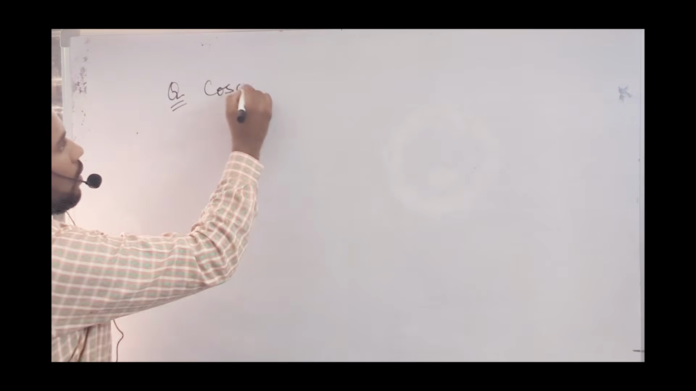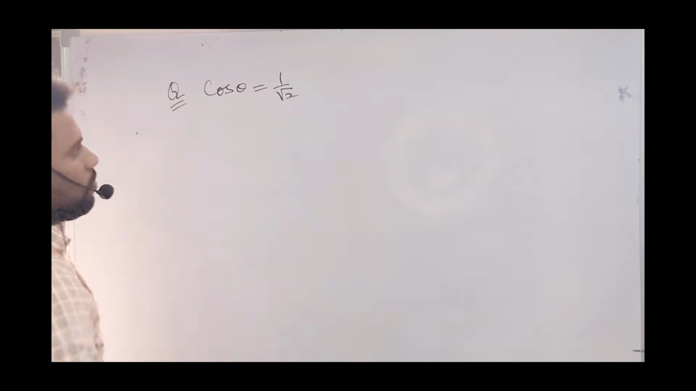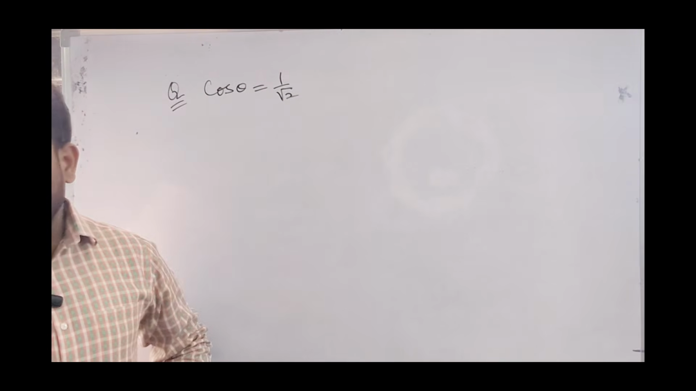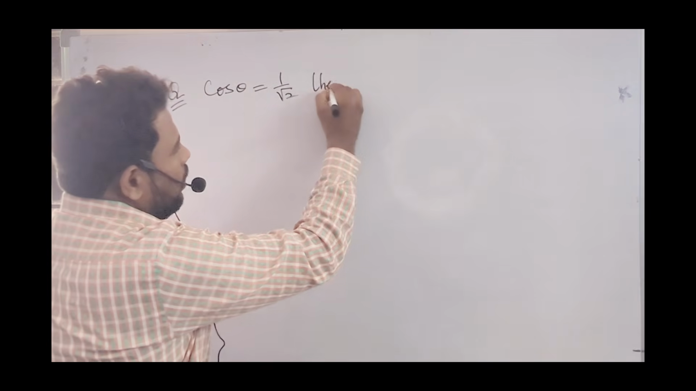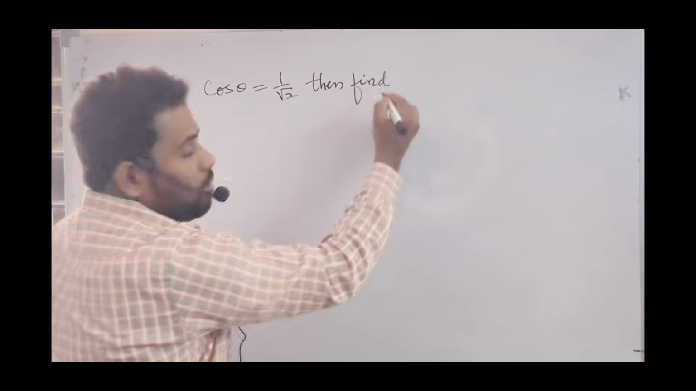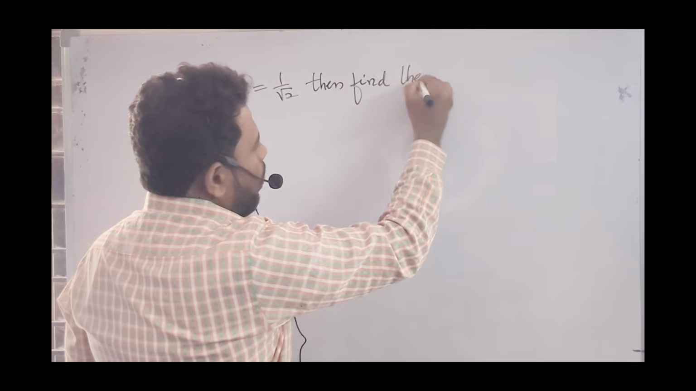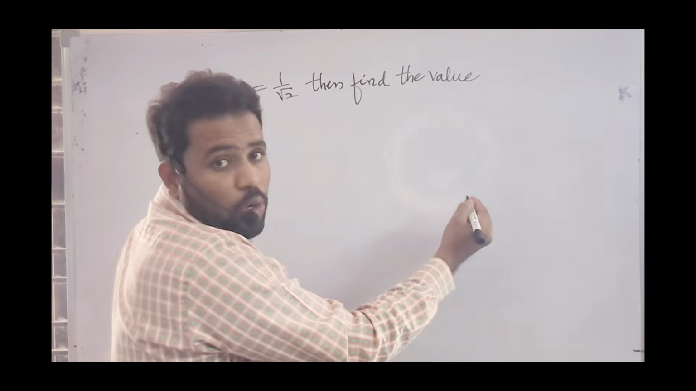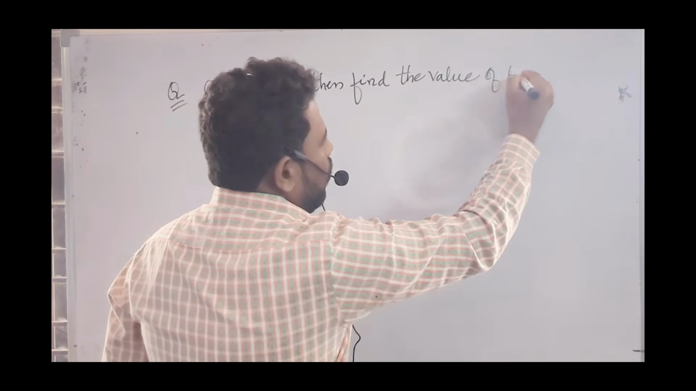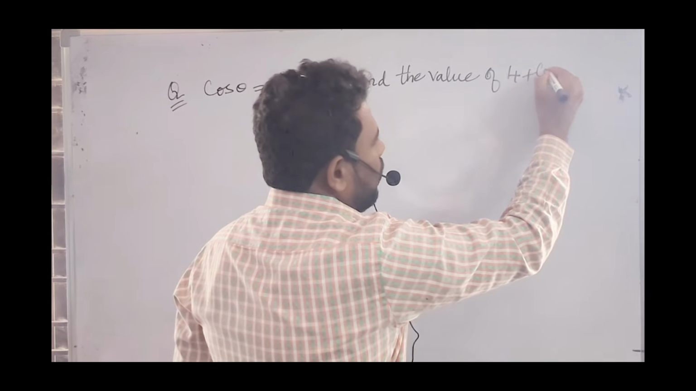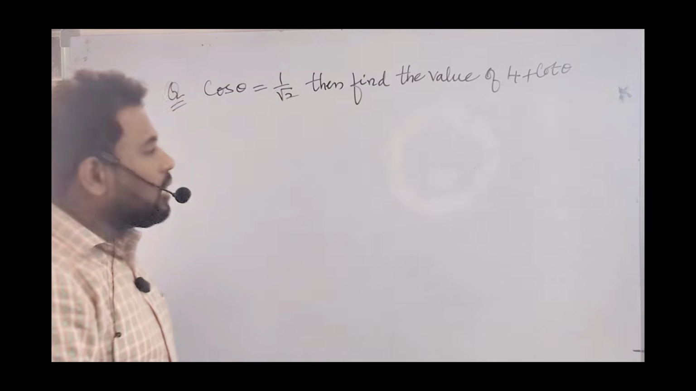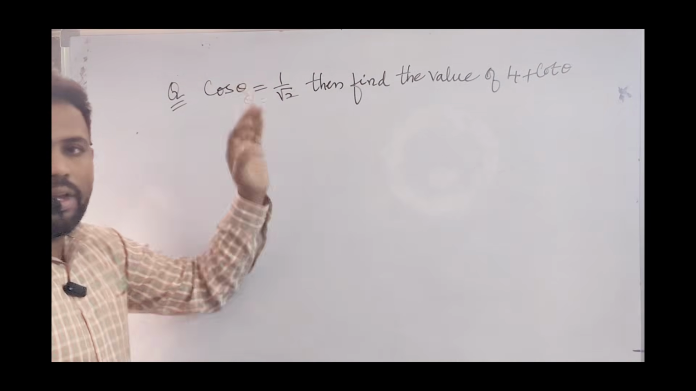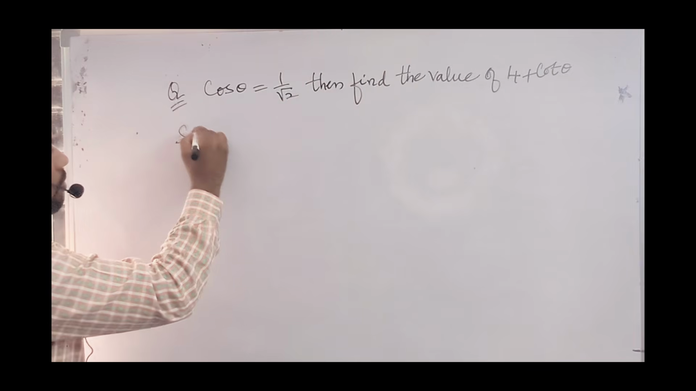The question is: cos theta equals 1 by root 2. Then find the value of 4 plus cot theta. So we have to find 4 plus cot theta, and the given information is cos theta equals 1 by root 2. Let us begin here.